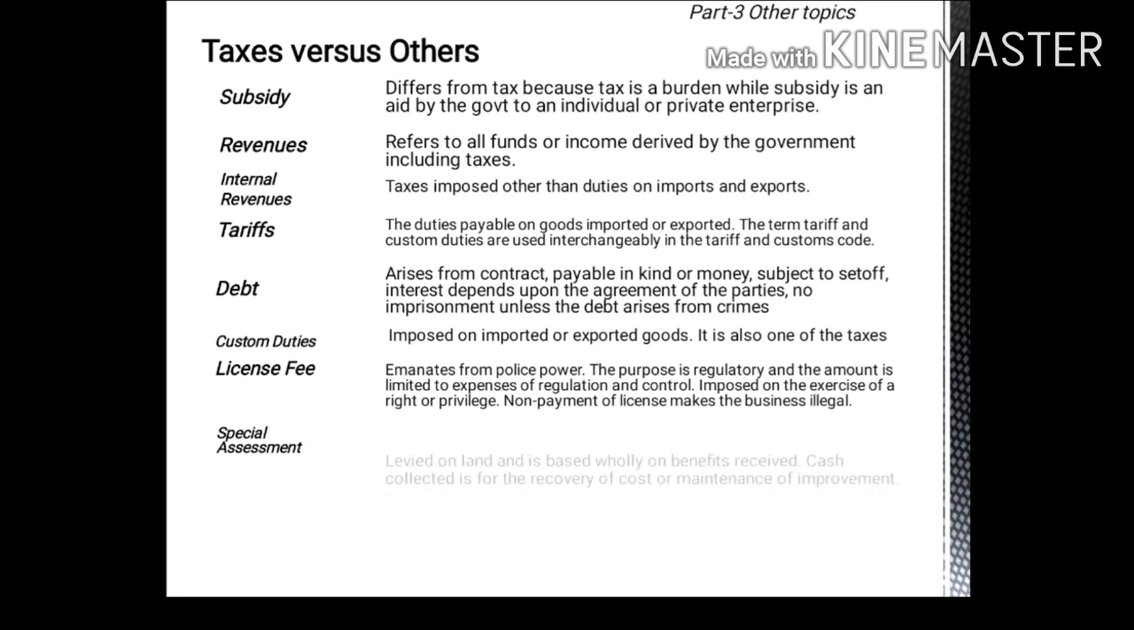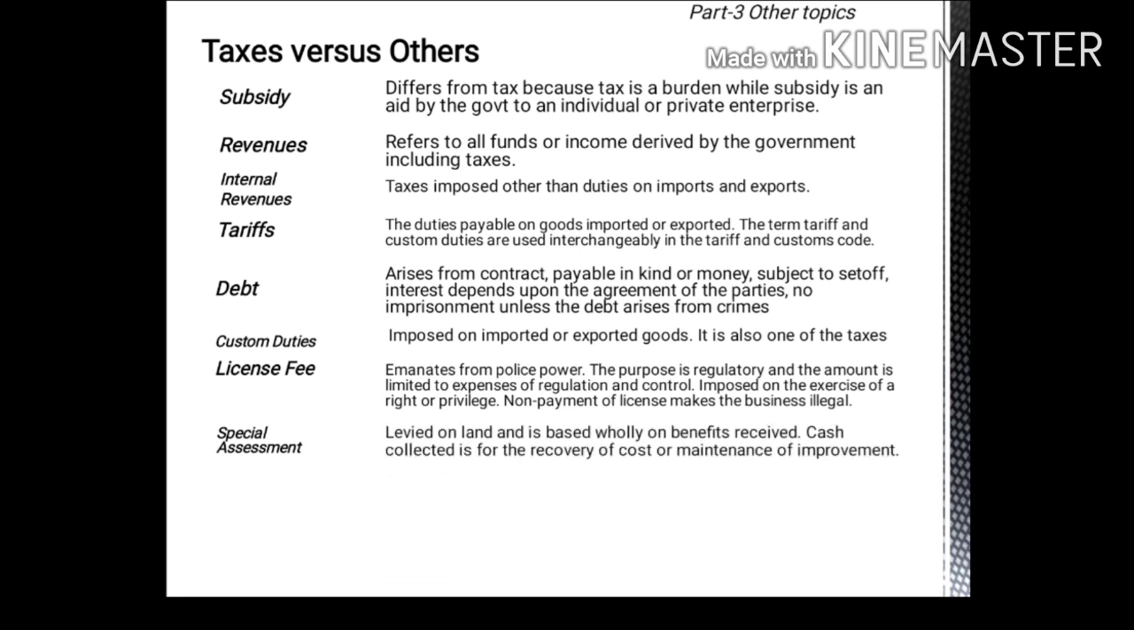Special assessment. This is levied on land and based wholly on the benefits received. Taxes are not. Sometimes, if you are rich, you do not enjoy the benefits of the taxes, because you are wealthy. The poor are usually the ones who benefit from taxes. Cash collected for special assessment is for the recovery of the cost or maintenance of the improvement. Taxes are not like that.